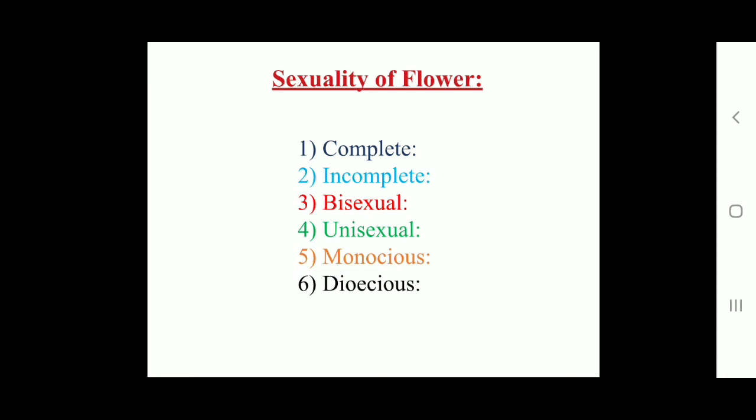So see here that the flower is said to be complete when it has all floral whorls. It is said incomplete when one or more of them are absent. When both stamens and carpels are present and they are functional, the flower is referred to as bisexual flower. When one of them is absent, then it is called unisexual flower. The unisexual flowers are either staminate or pistillate.